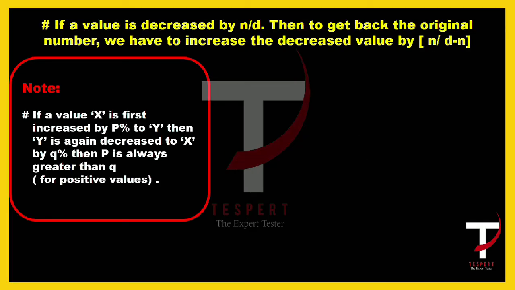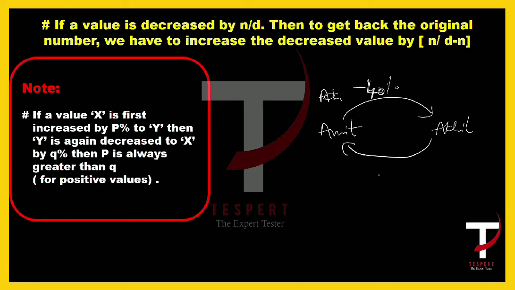On the contrary, if a value is decreased by n by d, then to get back to the original number, we have to increase the decreased value by n by d minus n. Let's take the same example, Akhil and Amit. Amit has 40% books lesser than Akhil, so I'm putting minus here. So how many books more than Amit does Akhil have?